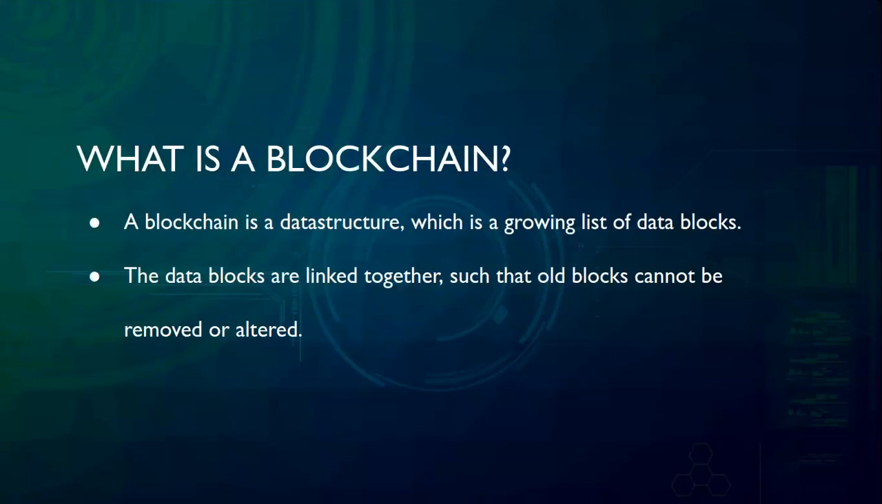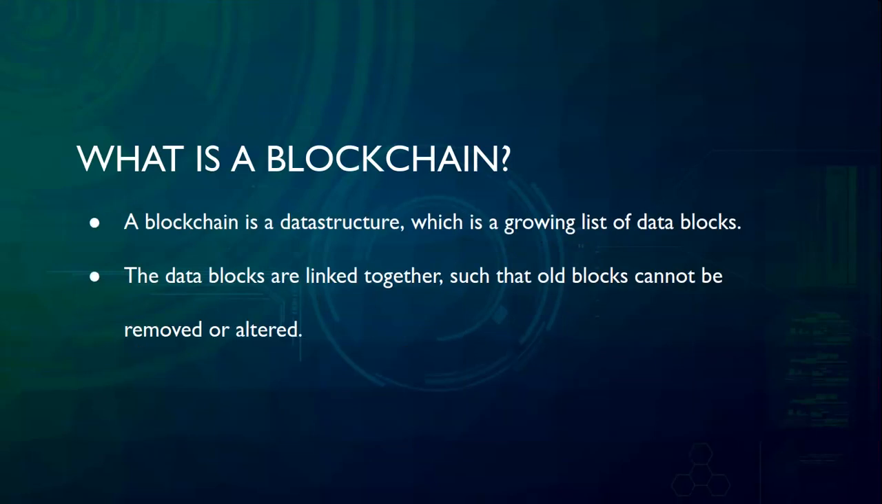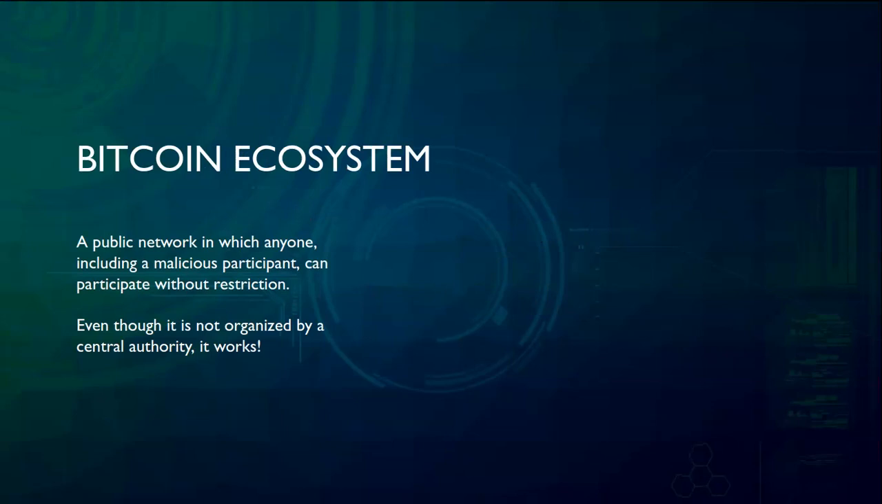So what is blockchain? We say blockchain is a data structure which is a growing list of data blocks. The data blocks are linked together such that blocks cannot be removed or altered. Basically, these are the various blocks of data we're talking about, and these data blocks are linked together. Each data block is linked to another via what we call a reference. It's pointing to the reference of another data block. So basically, that's what blockchain technology is.